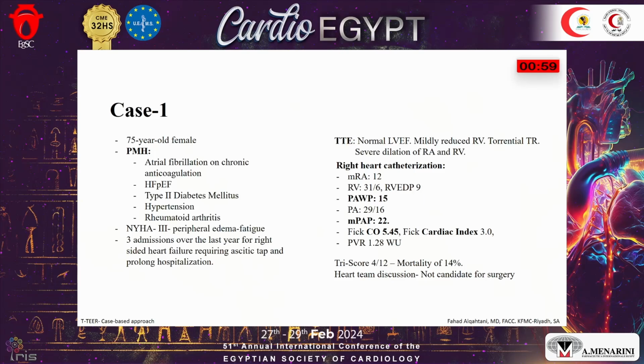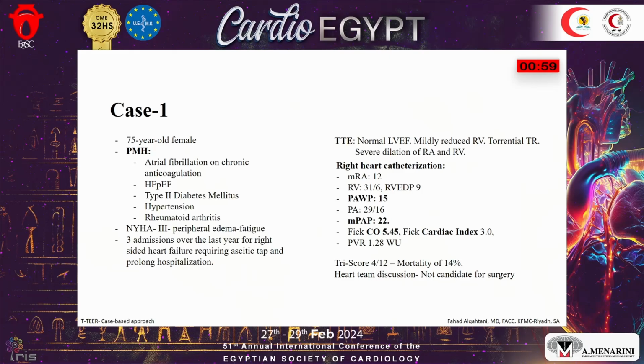So we did right heart catheterization. This is after diuresis. Mean right atrial pressure is 12, still high. RV is 31/6 with the end diastolic of 9. PA is 26/16 with the mean pulmonary arterial pressure of 22, so no severe pulmonary hypertension. And good cardiac output and cardiac index, and pulmonary vascular resistance is less than 3.